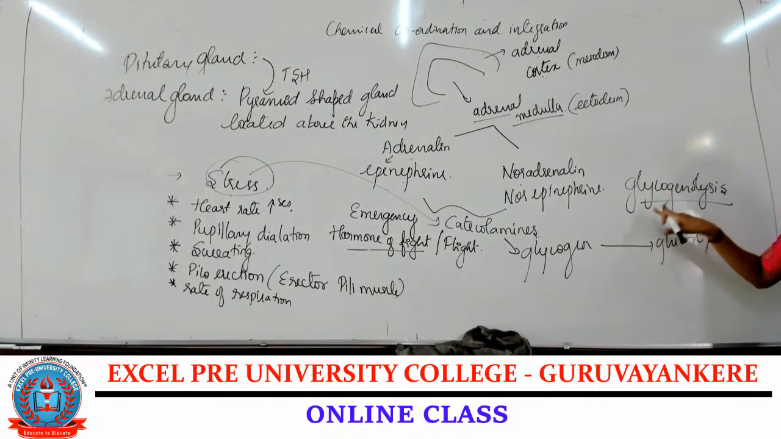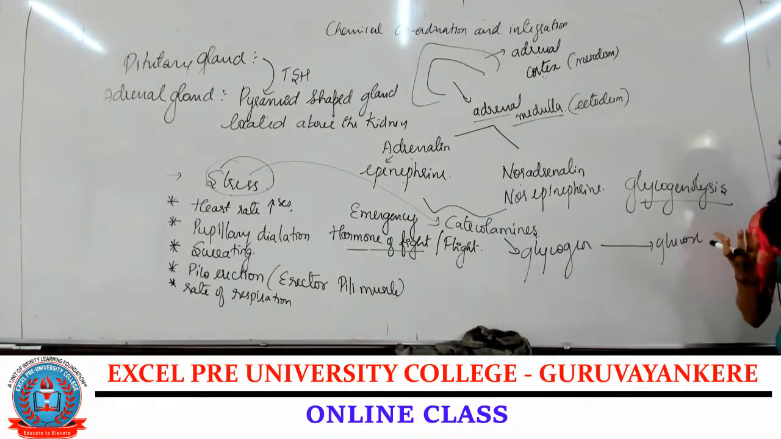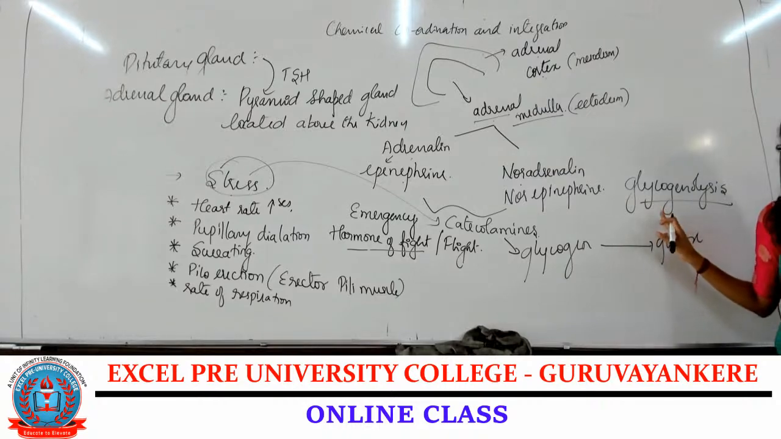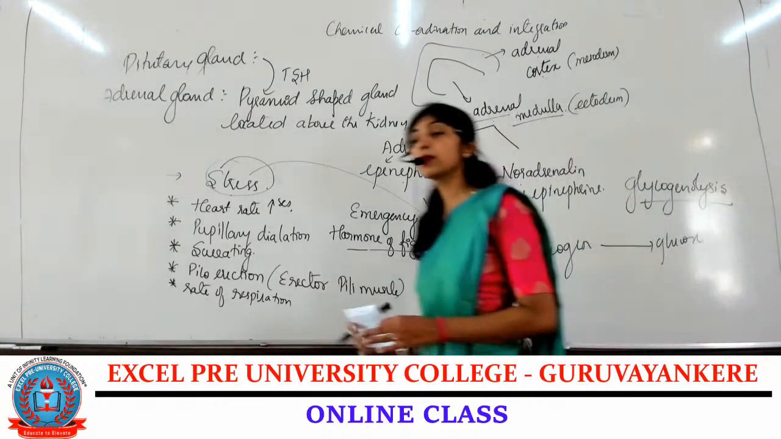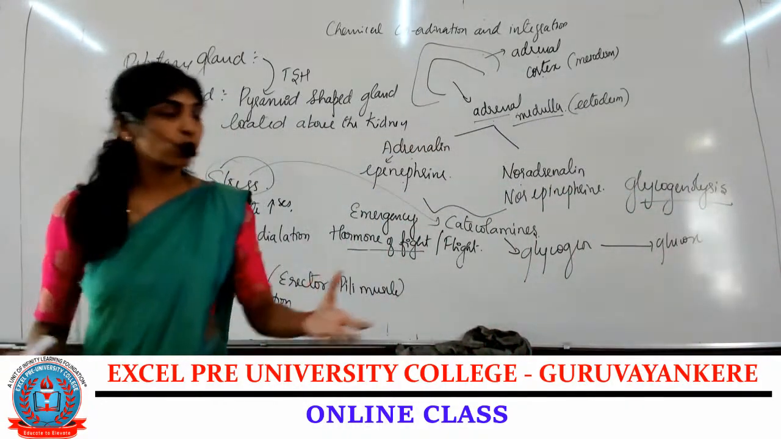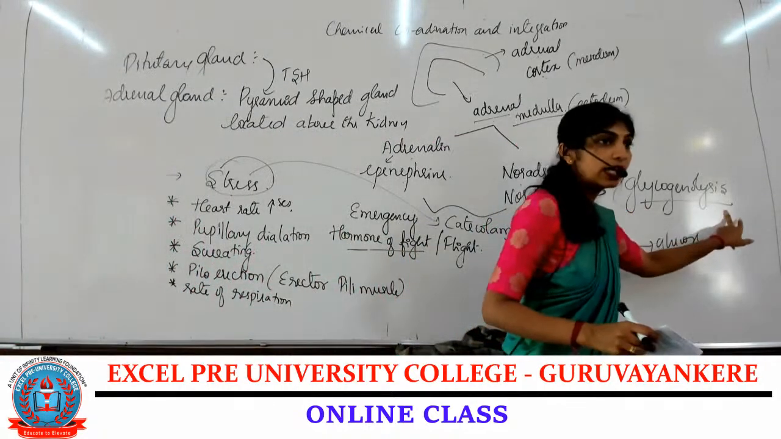Glycogenesis means formation of glycogen. Gluconeogenesis means formation of glucose. Remember the terms: lysis means breakdown, genesis means formation. Whichever of glyco and gluco is there, that is what it refers to. Clear? They also help in the breakdown of glycogen into glucose, that is glycogenolysis.